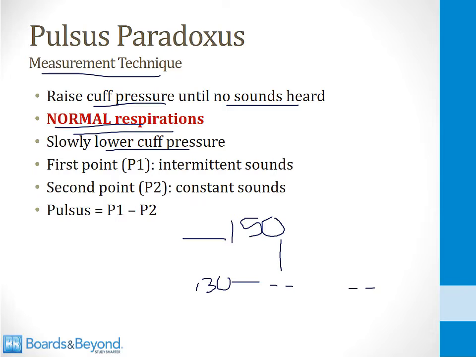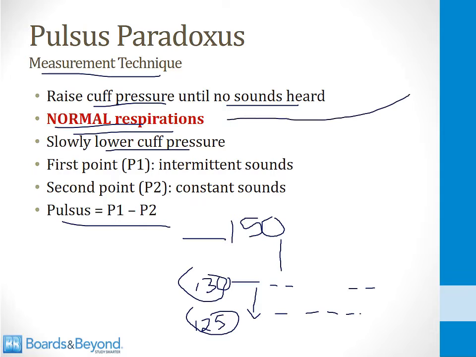What's happening here is that you are hearing sounds only during certain parts of the respiratory cycle. You then continue to lower the blood pressure cuff, and let's say you get down to 125, and you will hear Korotkoff sounds throughout the respiratory cycle, so bump, bump, bump, bump, bump. The difference between these 2 points, 125 and 130, is the pulsus paradoxus. That's how you do it at the bedside with the patient breathing normally and identifying the point where you hear intermittent sounds and where you hear constant sounds.